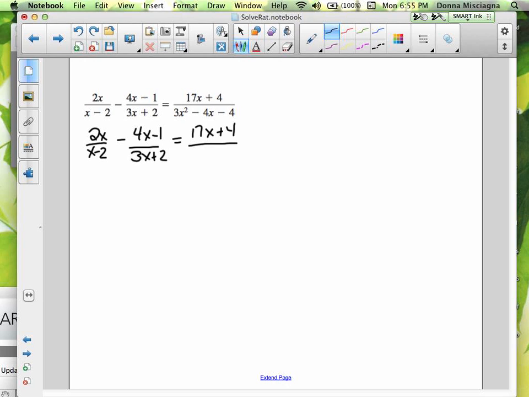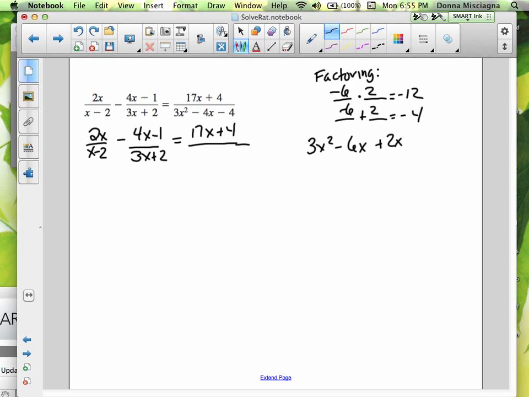All right, so that's quadratic. We should be able to factor it. 3 times negative 4 gives us a negative 12. So our first step is we're factoring. Okay, two numbers that multiply to give us negative 12, but add to give us our b term of negative 4. And that's going to be a negative 6 and a positive 2. So we have 3x squared minus 6x plus 2x minus 4.